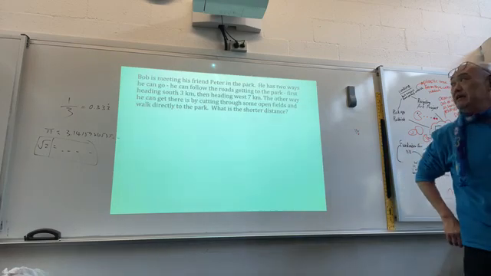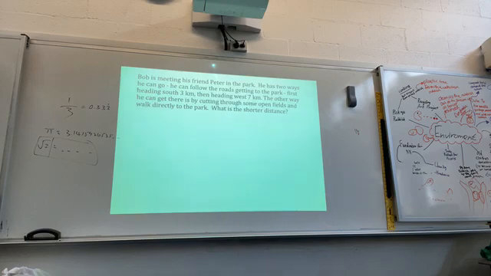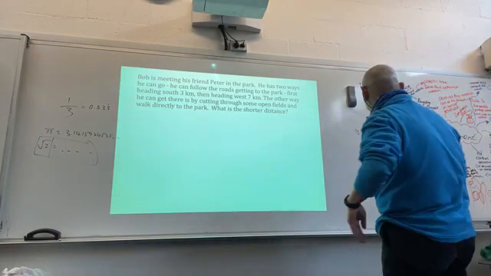Now, Bob is meeting his friend Peter in a park. He has two ways he can go. He can follow the road, first heading south 3 km, then heading west 7 kilometers. The other way he can get there is by cutting through some open fields and walking directly to the park. What is the shorter distance? You know one of them, he will walk south 3.